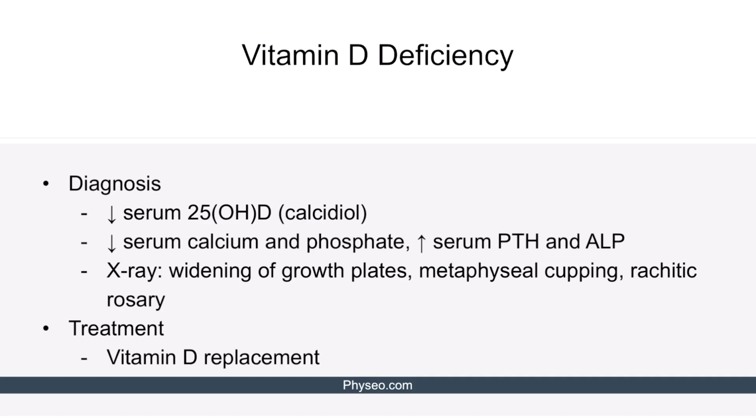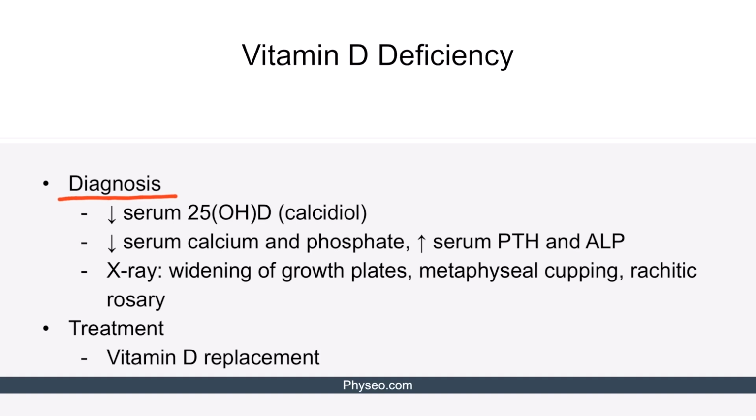Let's continue with the diagnosis and treatment of vitamin D deficiency. Laboratory testing can show low serum levels of 25-hydroxyvitamin D or calcidiol. Serum levels of calcium and phosphate are low because they are poorly absorbed in the intestine. As a consequence, serum parathyroid hormone and alkaline phosphatase can be increased.